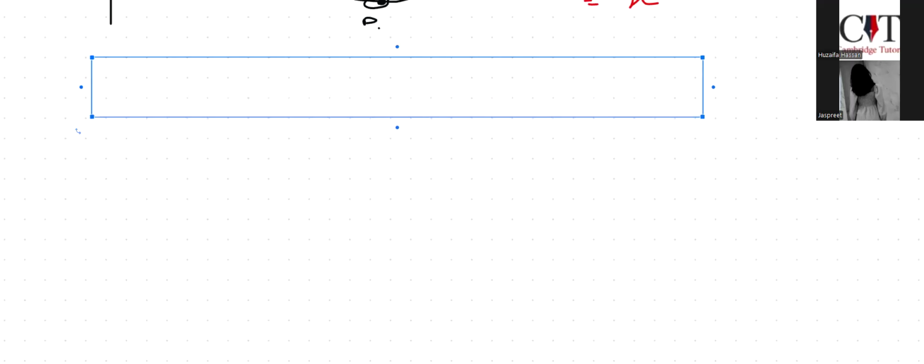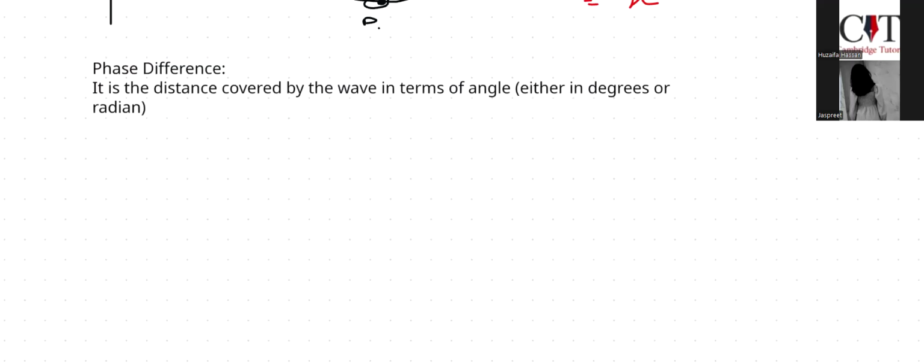Okay, so what is a phase difference? It is the distance covered by a wave in terms of angle. In path difference it was in terms of wavelength, but here it is in terms of angle. That's the only difference. There I said one wave was equal to one lambda, but in phase difference, one wave is equal to 360 degrees. Or I can say one wave is also equal to 2 pi radians.